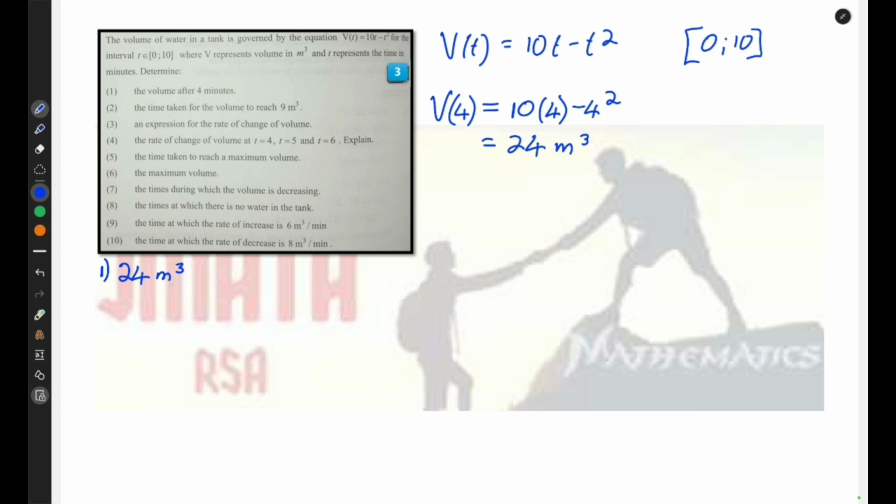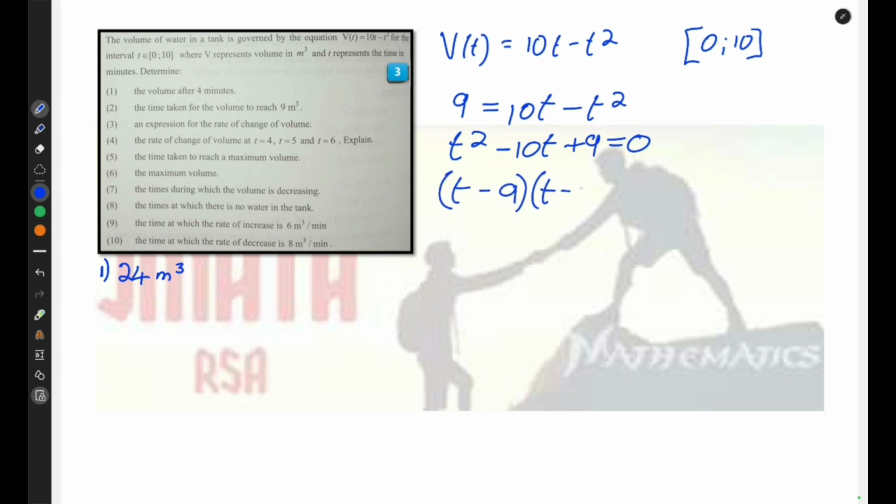Now the time taken for the volume to reach 9 meters cubed. So now I'm taking my formula again, but on the left I'm putting in the 9 and then figuring out what the time should be. So I always want t squared as positive, so I'm just going to move that to the left, and then the other one, t squared minus 10t plus 9 should give me 0, and then I solve this trinomial, and it's luckily a very easy one, so t minus 9, t minus 1 equals 0. Therefore, the minutes would be 9 minutes, or 1 minute would give me 9 meters cubed of water in this tank.